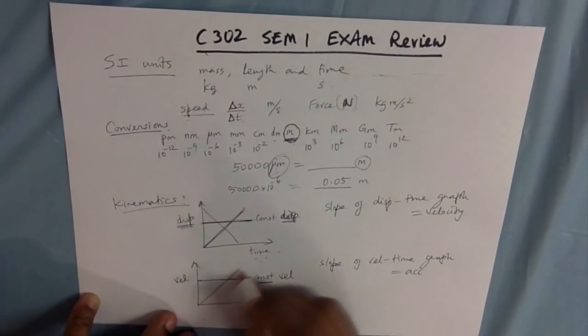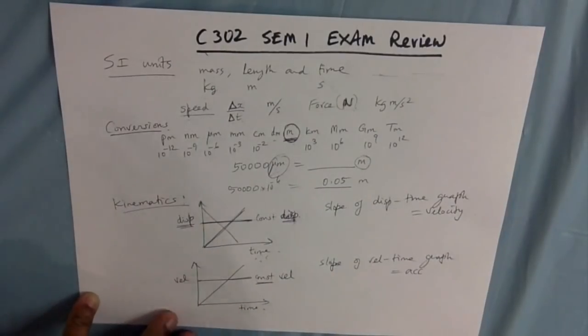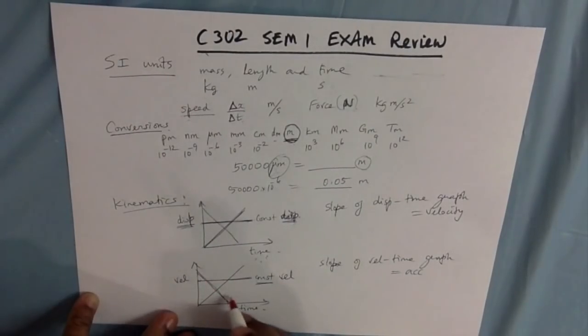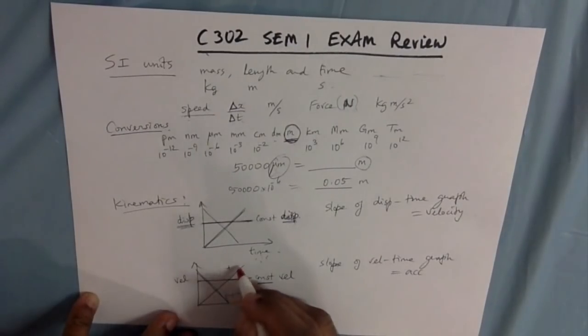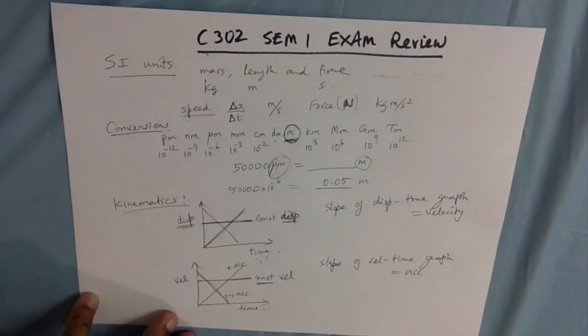That's why it is moving at a constant velocity. Now if you take a slope of this line, it has got a positive slope, which means it's got a positive acceleration. Now a slope of this line will be negative, which means negative acceleration. And that's a positive acceleration. So each and every line that is drawn on a velocity time graph or a displacement time graph, it makes some sense.